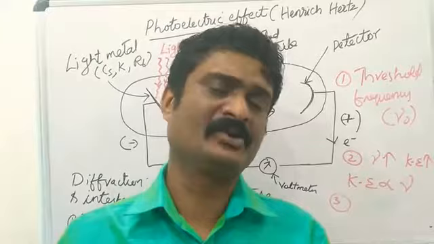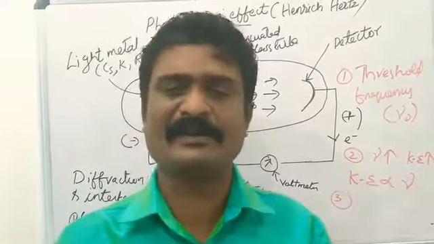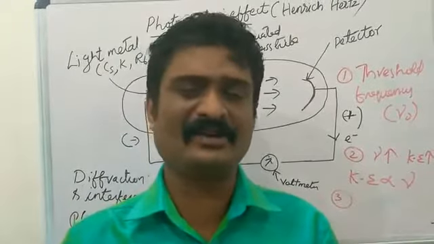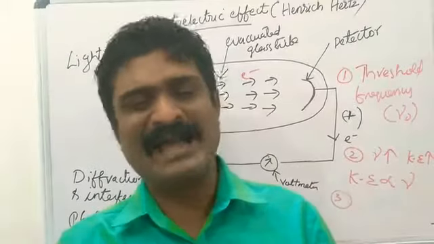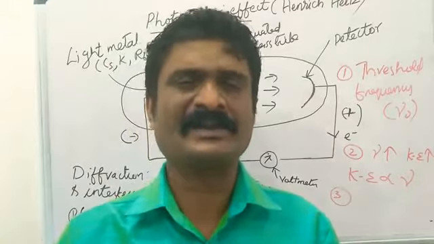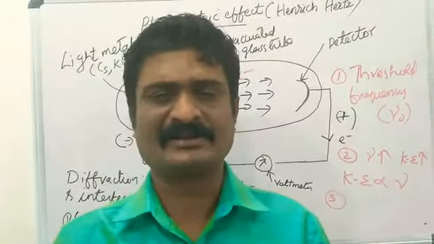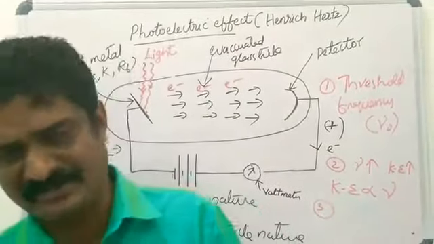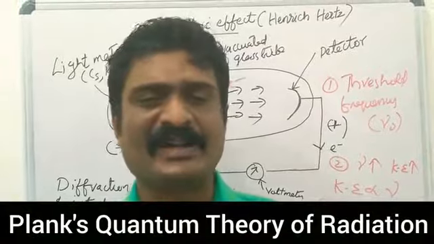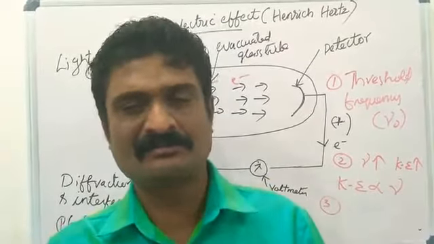Okay, then a new theory of light was developed by Max Planck. The theory is called Planck's quantum theory of radiation. Then the observations of photoelectric effect can be explained by Planck's quantum theory of radiation. Very important theory.